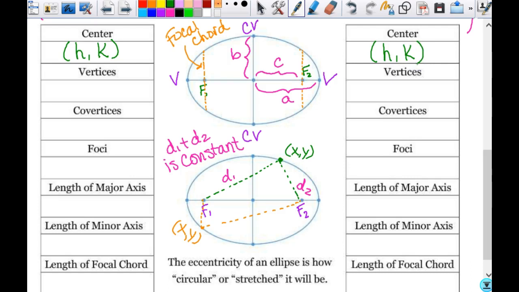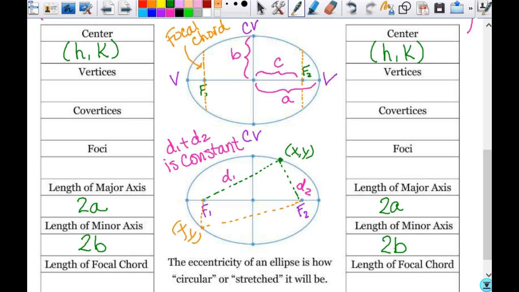Okay. Then there's some other things that remain the same as well. A is part of the major axis no matter what. So if my distance from the center to the vertex is A, then the length of my major axis is what? 2A, right? So the length of the major axis, make sure you're putting them in the box, is 2A on both of them. What would the length of the minor axis be? 2B. So those things are the same regardless of my orientation, right?